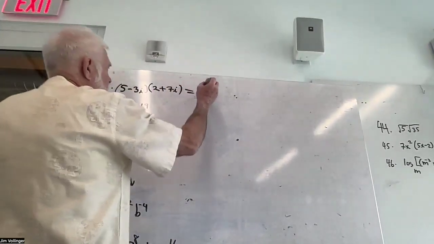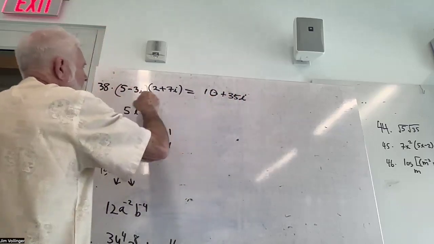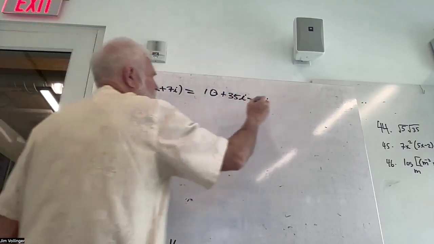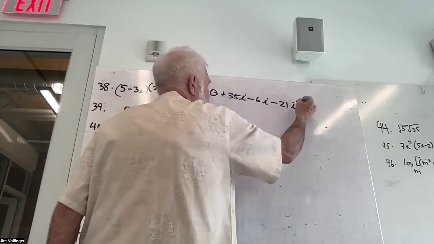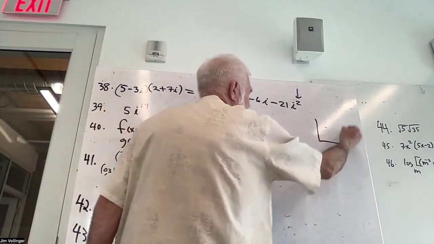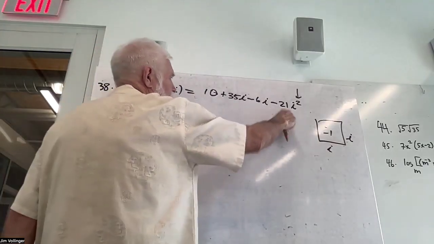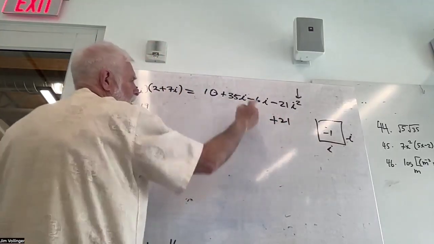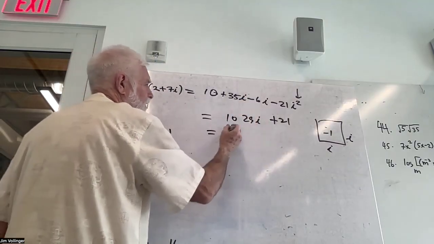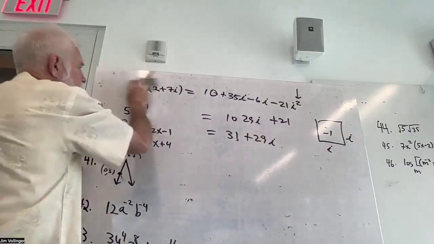Let's do the foiling. 10 plus 35i, that's a 10, minus 6i, plus times a minus is a minus 21i squared. And this is where people make mistakes. They forget to write i squared. i squared is the number times itself that gives you negative 1. So i squared turns this into positive 21. That's 29i, and this is 10. Looks like my answer is 31 plus 29i. That's done.